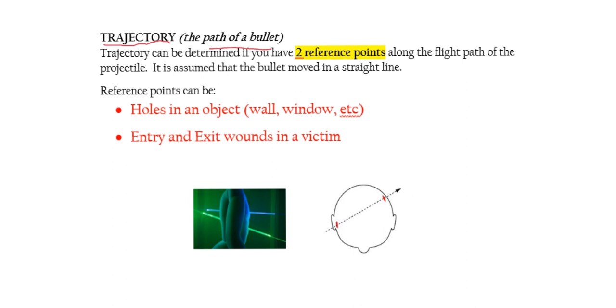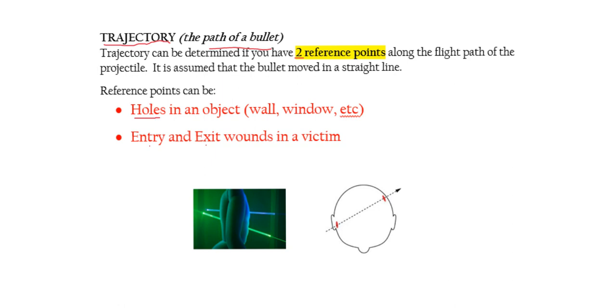Those reference points could be things like a hole in an object, a wall, a window, a desk. It could be an entry or an exit wound in the victim. It could be the location, the height of the shooter. Anything like that can help us to reconstruct the crime scene.